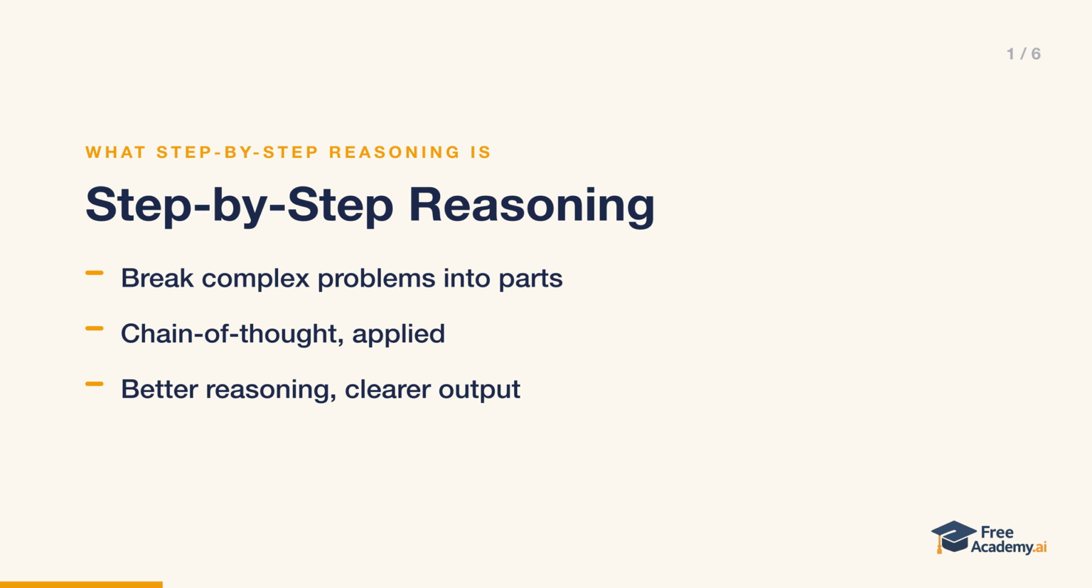This does two things. It guides the model toward better reasoning because each step builds on the last. And it makes the output easier for you to follow and check because you can see how the conclusion was reached. In this lesson, we'll look at how to structure steps, how to pick the right level of detail, how to ask the AI to show its work, and how to handle steps that depend on earlier results.